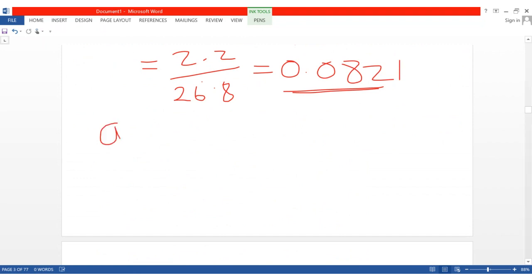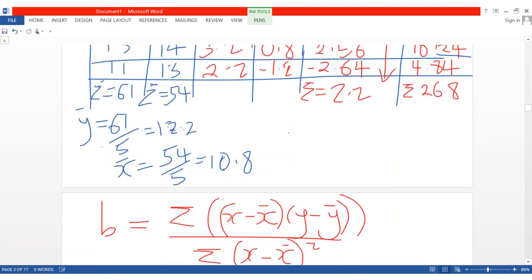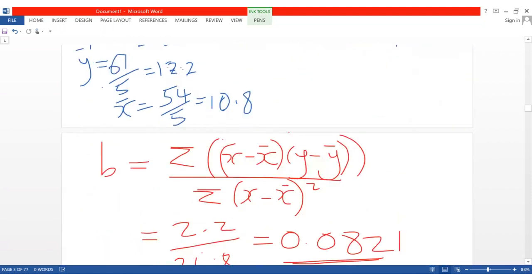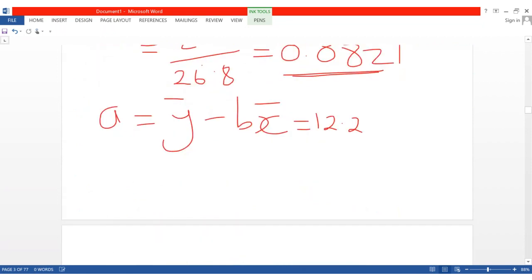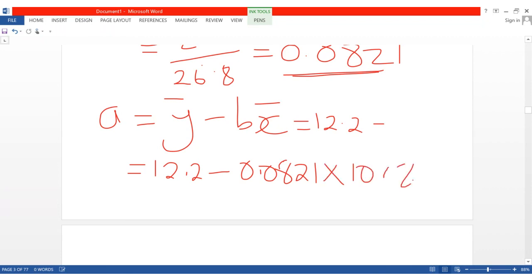Our a was given by y bar minus b times x bar. Basically, we calculate the mean of y. The mean of y was 12.2. So 12.2 minus our b, which is 0.0821, and then you multiply with our x bar. Our mean for x was 10.8. So if you do this, 12.2 minus 0.0821 times 10.8, I'm getting the value of a as 11.313. That's the value of a.